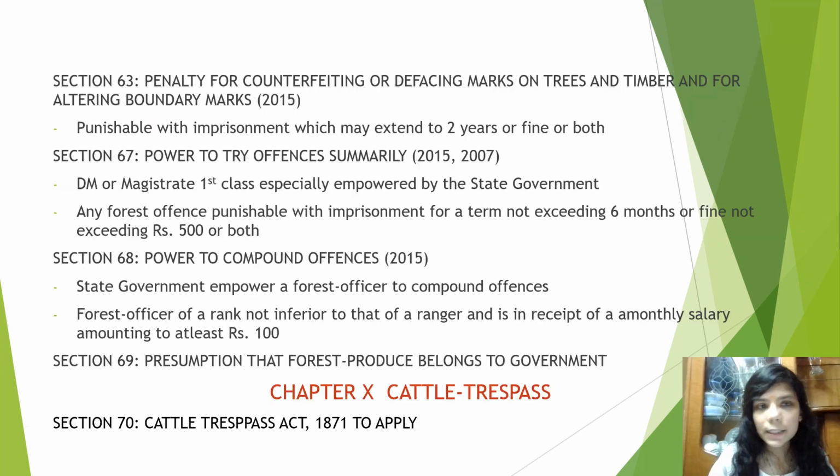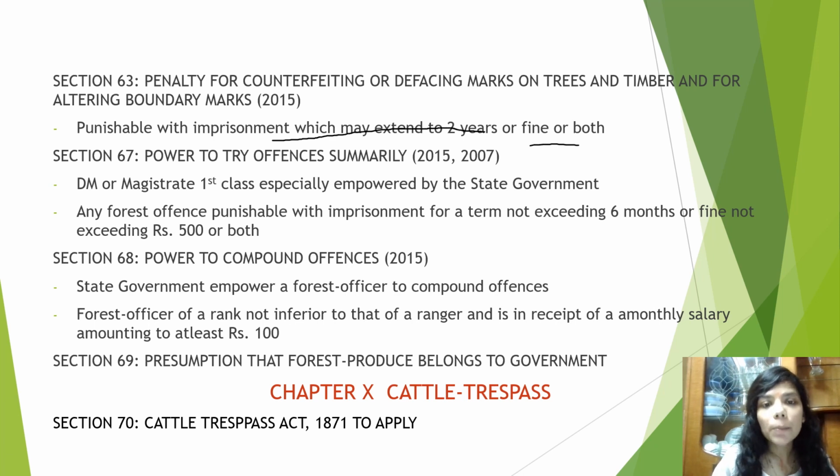Moving on to the next slide. Section 63, penalty for counterfeiting or defacing marks on trees and timbers and for altering boundary marks. Section 63 deals with marks on trees, okay? And it shall be punishable with imprisonment which may extend to 2 years or fine or both.